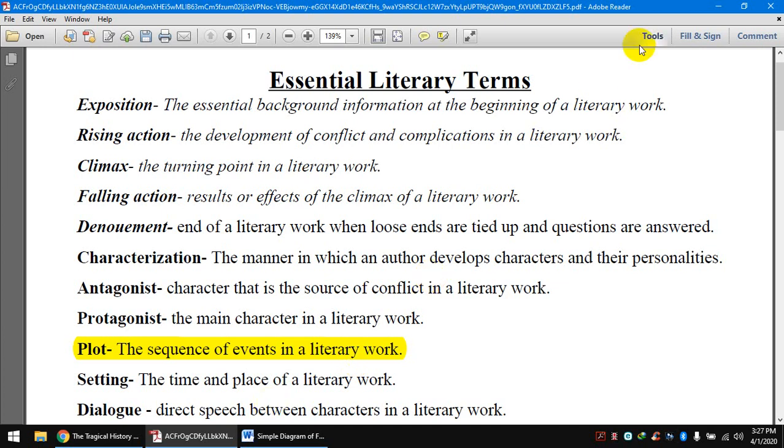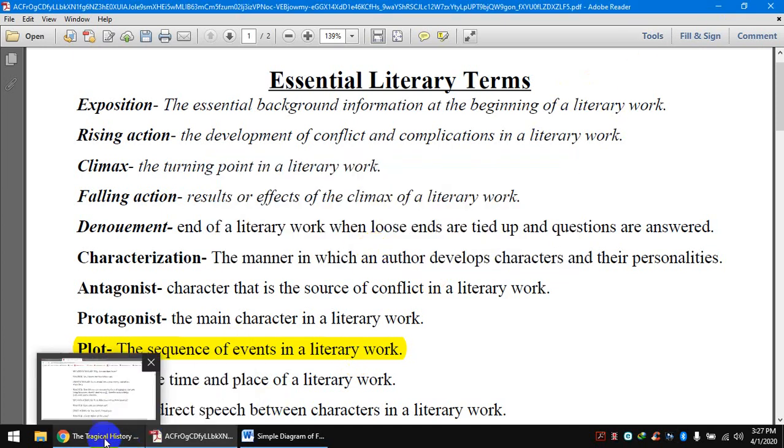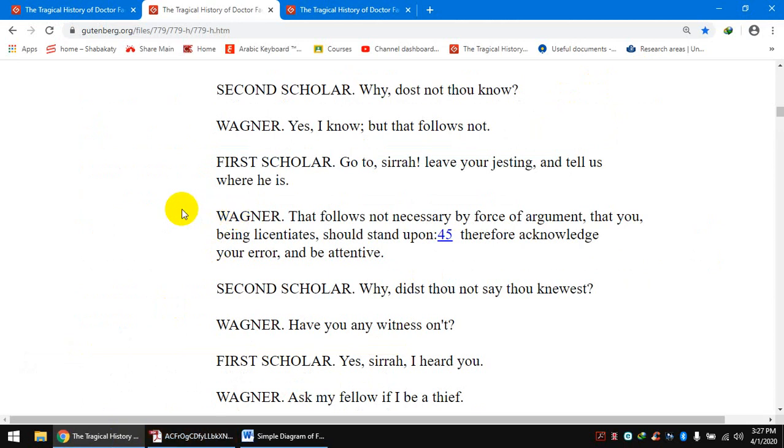So in Dr. Faustus we have events that are related to Dr. Faustus as a hero, not with Wagner or the scholars. So it means the structure of the play or the plot.